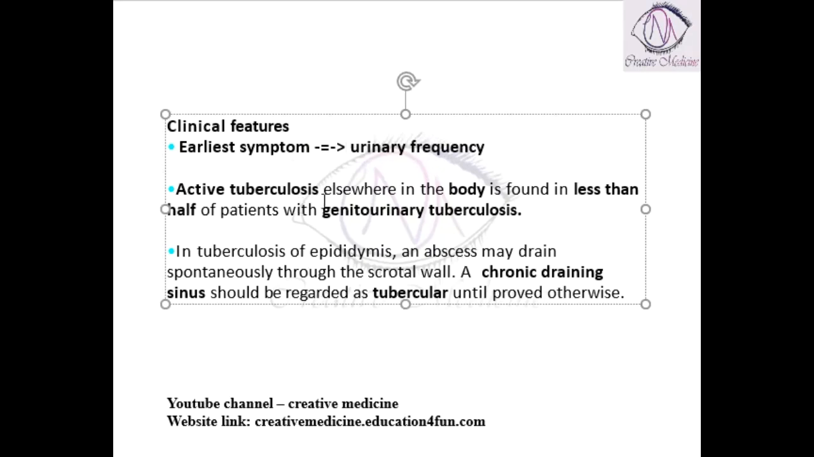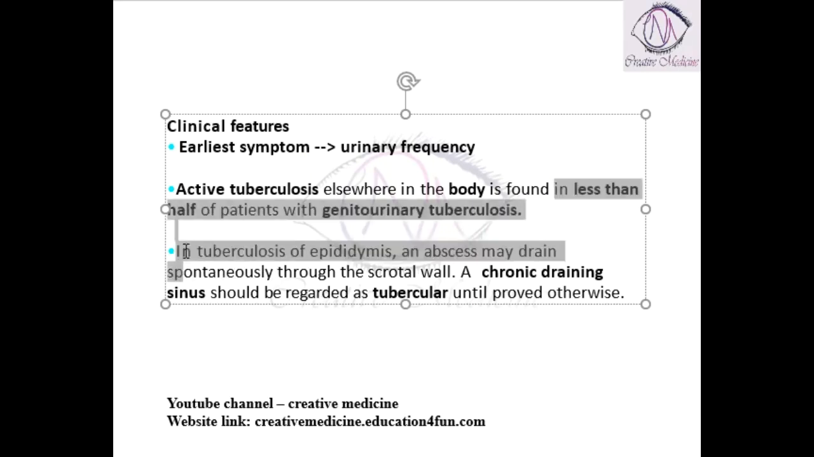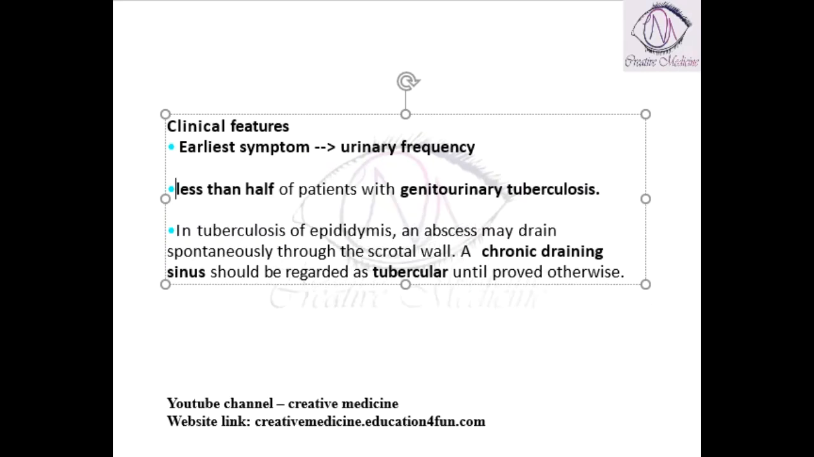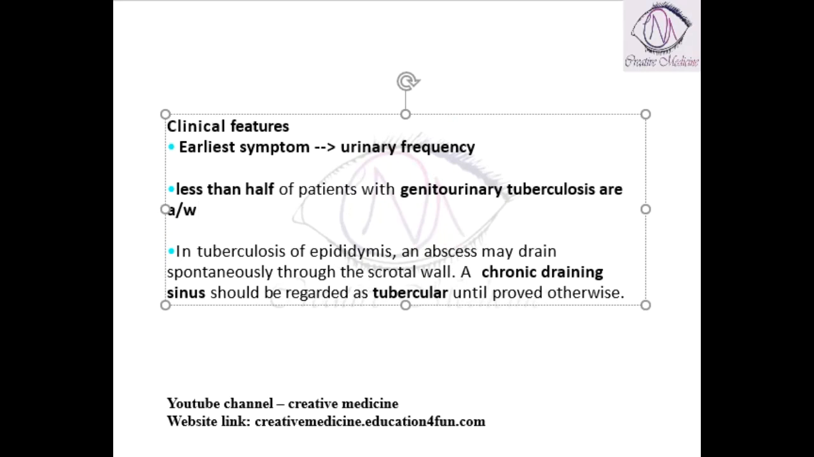Active tuberculosis may be present elsewhere in the body. It is found in less than half of the patients with genitourinary tuberculosis. Less than half of the patients with genitourinary tuberculosis are associated with a disease elsewhere, a primary disease.